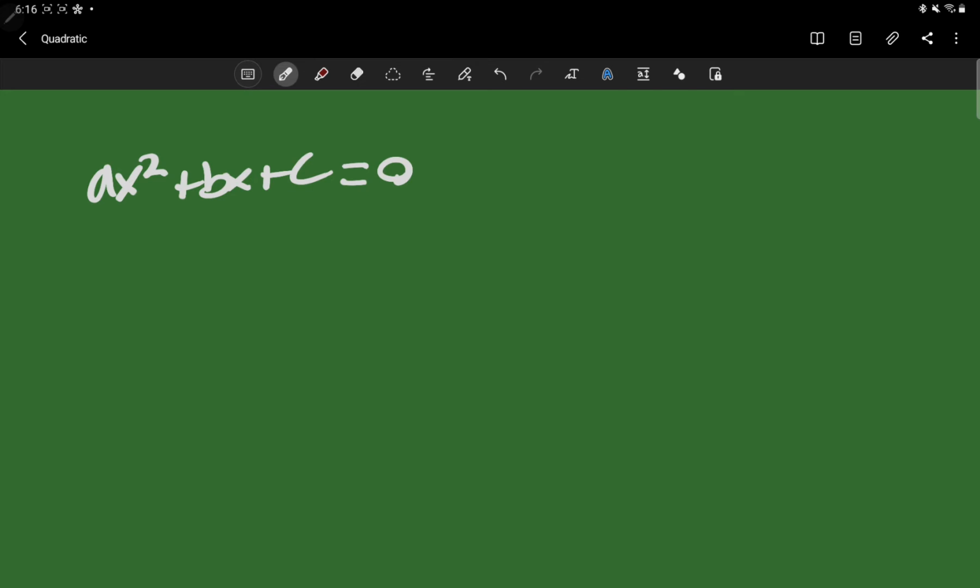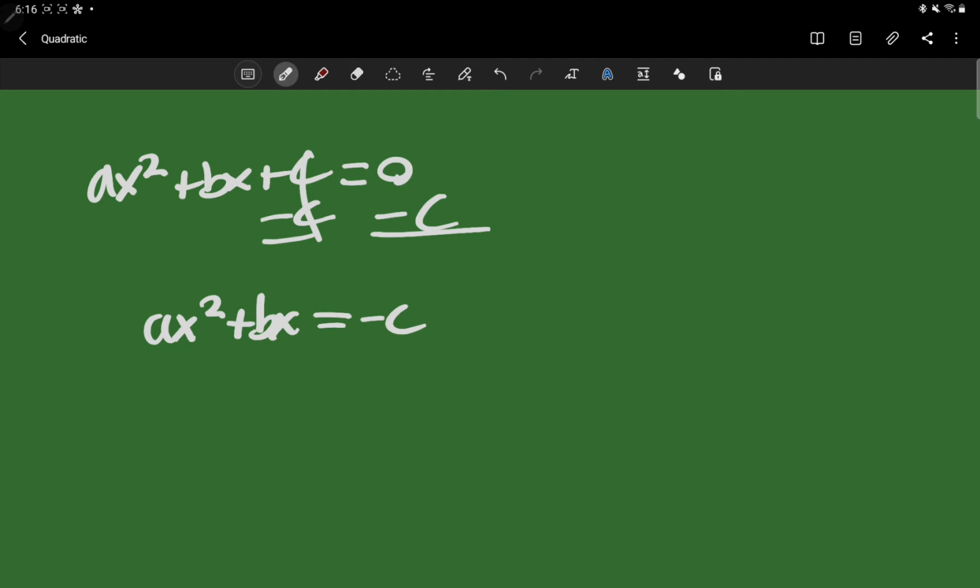So I'm going to do something called completing the square, which I can describe once we get to the step where I actually do it. It seems a little confusing, but it's pretty manageable. So first thing we're going to do is subtract c from both sides. We're going to be left with ax squared plus bx is equal to negative c.